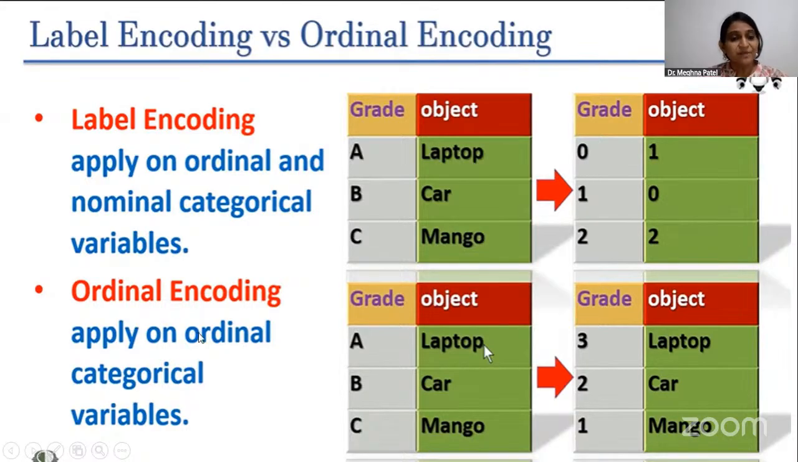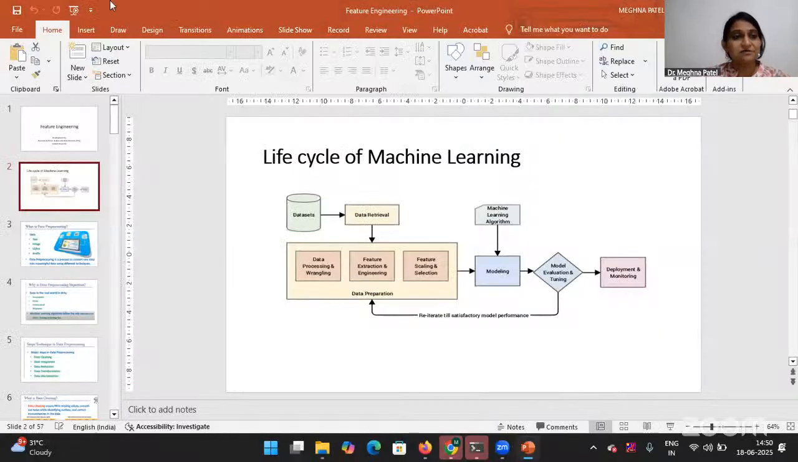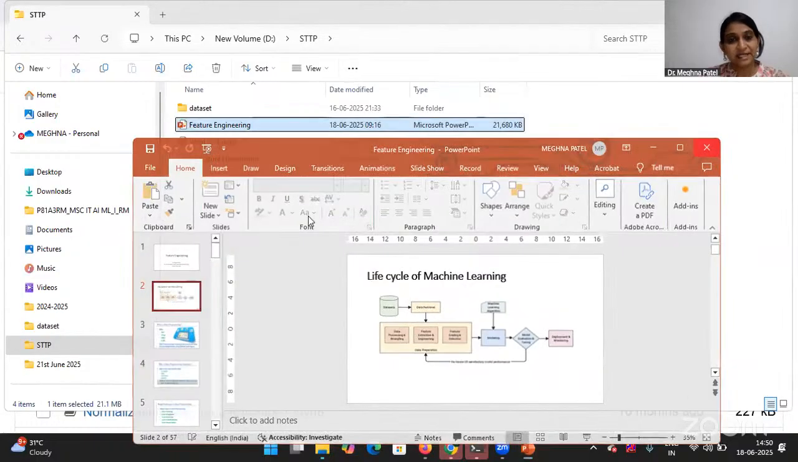So when you have ordinal data, you have to use ordinal encoding, applied on an ordinal categorical variable. Here A, B, C will be assigned 3, 2, 1. These are nominal data, so we are not assigning this, just for understanding purposes we are giving another example. So this is the whole summary of today's lecture.